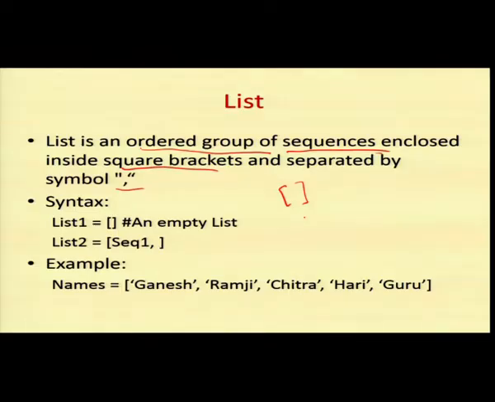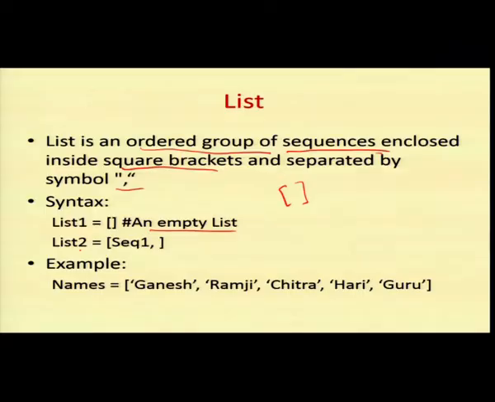So, in a list, when I give empty square braces, it is called an empty list. Then suppose list 1 and list 2 are variable names. In list 2 equal to open square braces sequence 1 comma, give a space, close the square braces, it is a list which has one element. The name of the element is sequence 1. It has one sequence of one element.